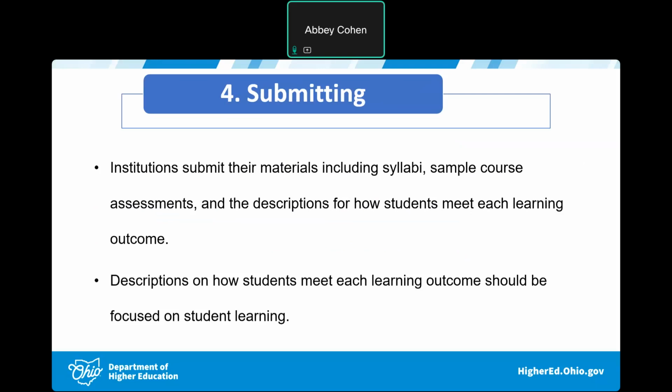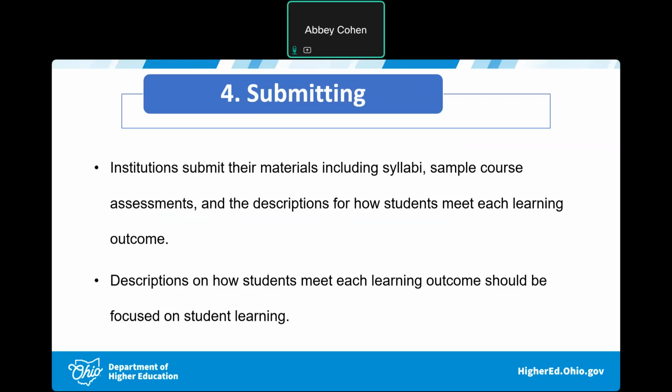For courses that institutions identified as a possible match, applicable materials are gathered such as working syllabus, sample course assessments, and descriptions for how their students meet each learning outcome. Each description may include detailed references on student assignments, faculty assessment methodologies, textbook chapters and sections, and time spent on each learning outcome. The description should be focused on student learning. Sample syllabi and learning outcome descriptions are available upon request.